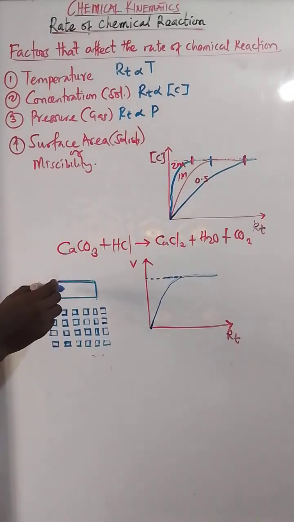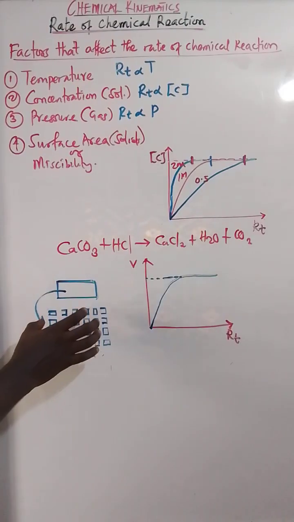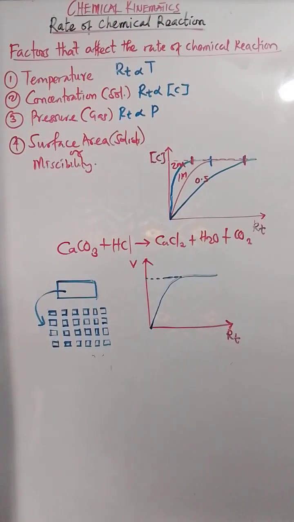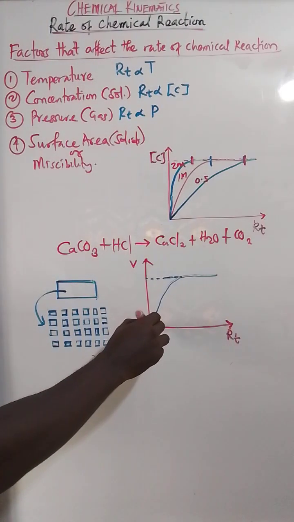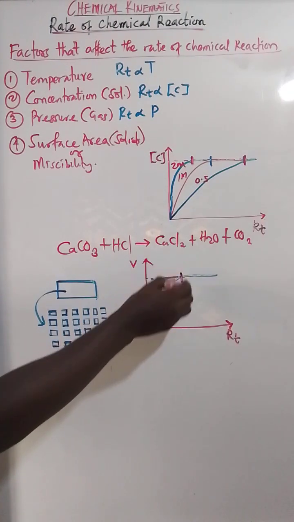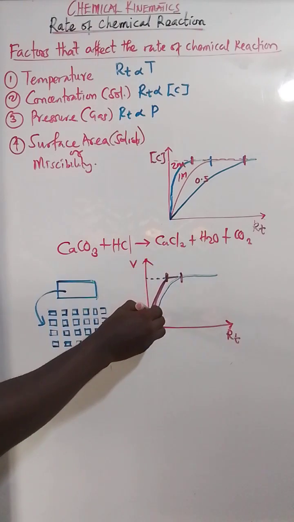When we break this down into pieces, what happens? The surface area has increased. So if this marble chip or this limestone is poured in this acid, we notice that the rate at which this reaction reaches completion will be faster. So you have something like this. This was the initial, see where it reached completion. So the rate is faster.